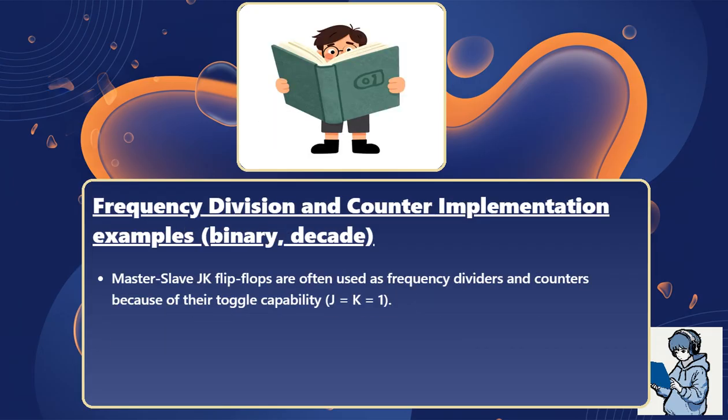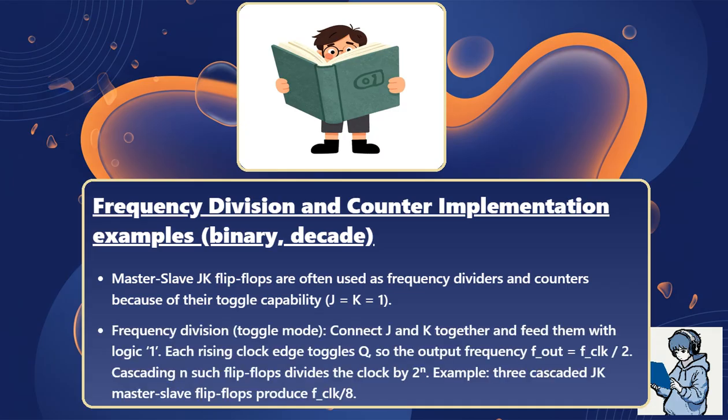Master-slave JK flip-flops are often used as frequency dividers and counters because of their toggle capability, J equals K equals 1. Frequency division, toggle mode: connect J and K together and feed them with logic 1. Each rising clock edge toggles Q, so the output frequency F out equals FCLK divided by 2. Cascading n such flip-flops divides the clock by 2 to the n. Example: 3 cascaded JK master-slave flip-flops produce FCLK divided by 8.